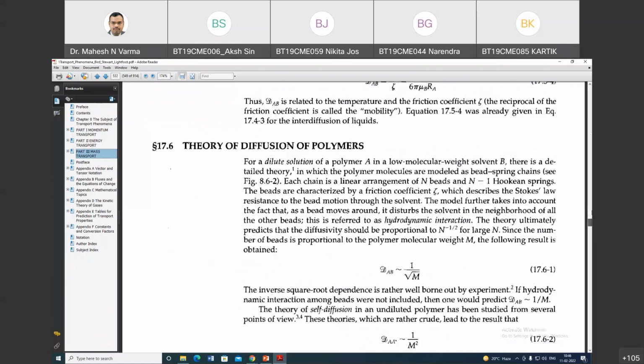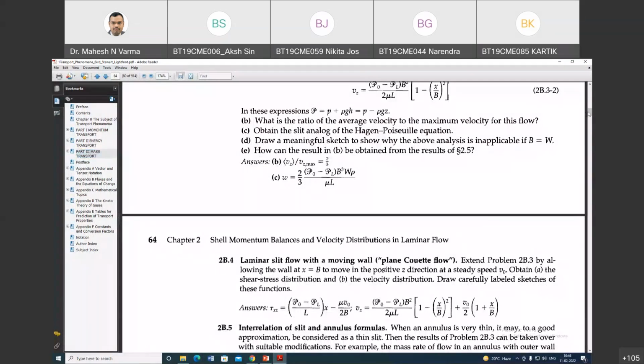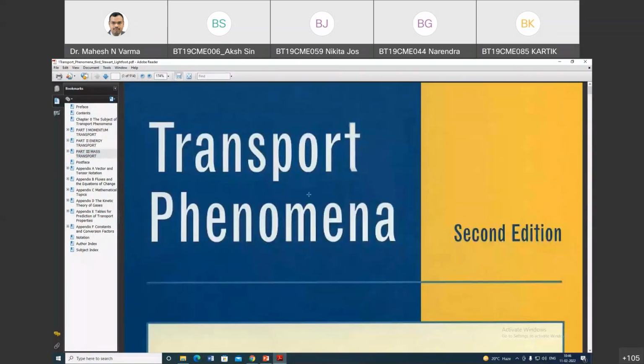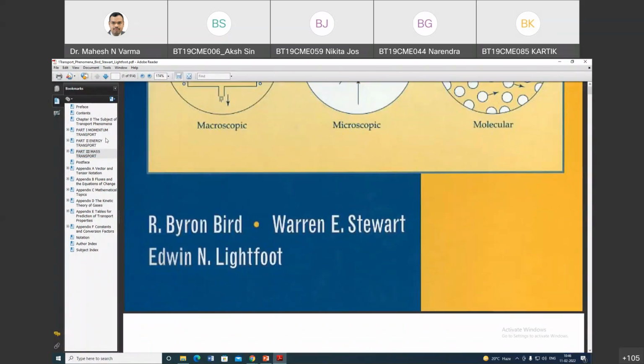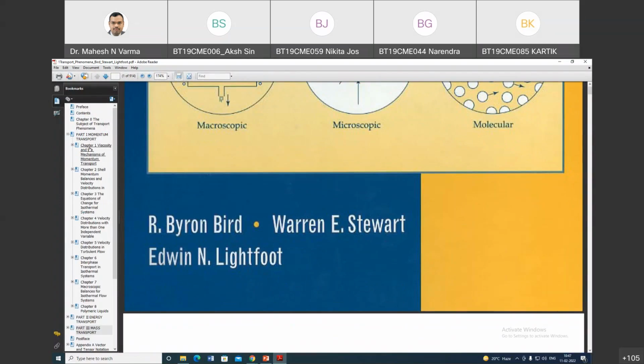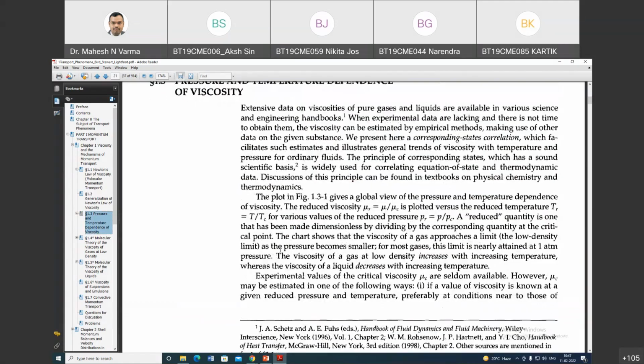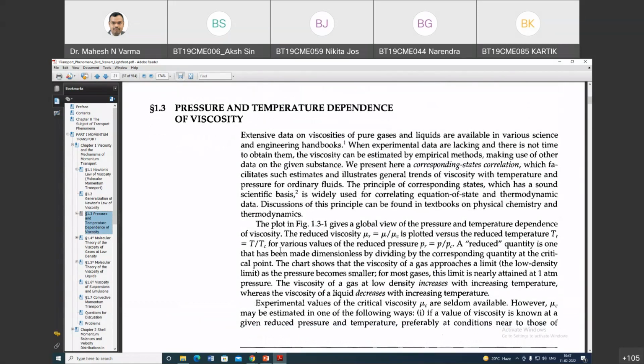This is the book by BSL, which I have shown once already: Transport Phenomena, second edition, by Bird, Stewart and Lightfoot. You can see part 1 is momentum transfer, part 2 is heat transfer, and part 3 is mass transfer. The book is divided into three parts. Go to part 1. Chapter 1 we have covered, and we recently covered this part on pressure and temperature dependence of viscosity.